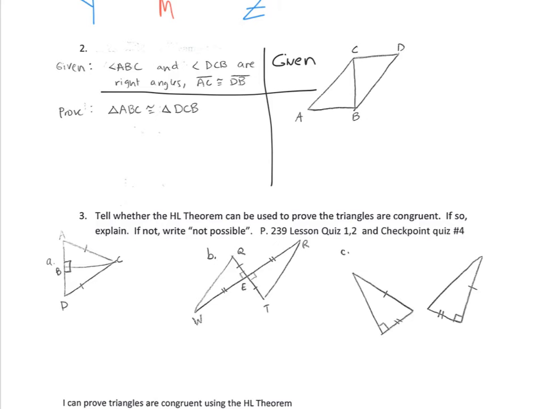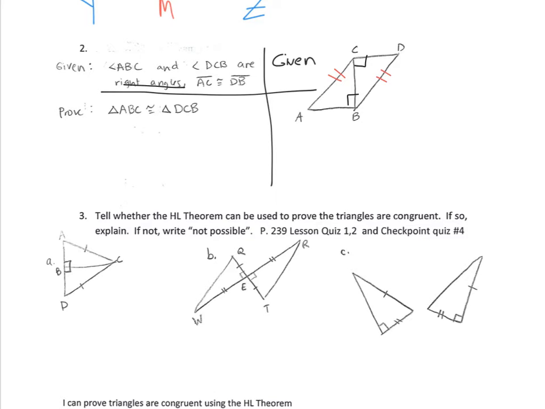Okay, so I didn't leave much room for this, but the given is angle ABC and angle DCB are right angles. And we're also given that AC is congruent to DB. We're trying to prove that these two triangles are congruent. I can only use HL if I write down that the triangles are right triangles. You cannot write HL until you write down that the triangles are right triangles. So I can see that they are right angles, ABC and DCB.